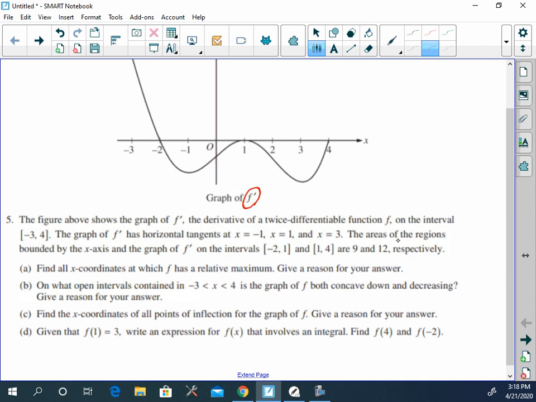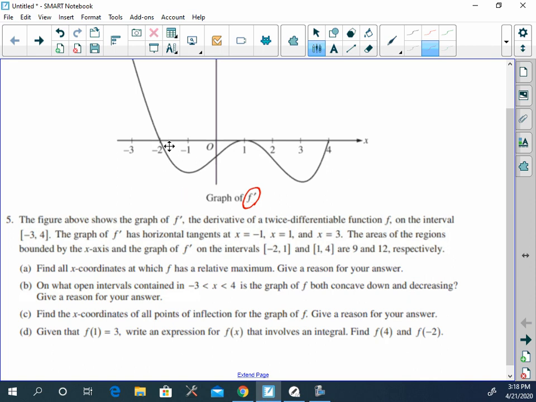So the function itself doesn't have any issues with continuity or any corners or breaks in the graph there. And it's going from -3 to 4. It has horizontal tangents at -1, at 1, and at 3. So those are where our maxes and mins are, our local maxes and mins. And the area of the region bounded by the x-axis in the graph from -2 to 1 and 1 to 4 are 9 and 12.